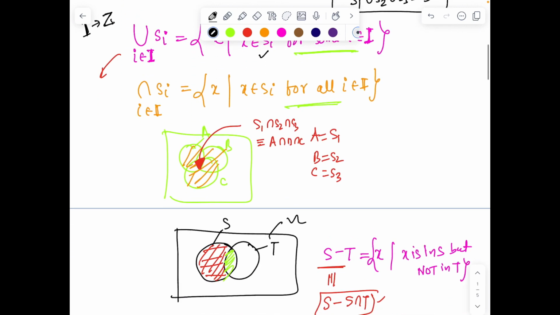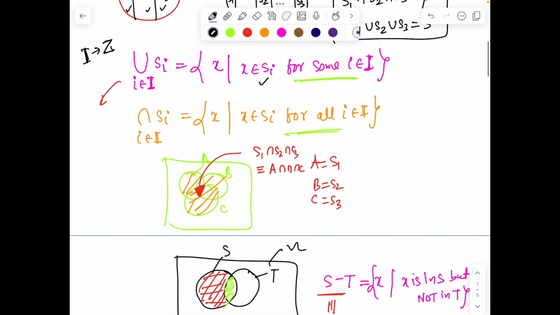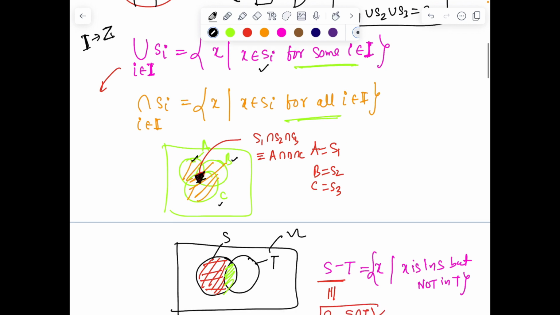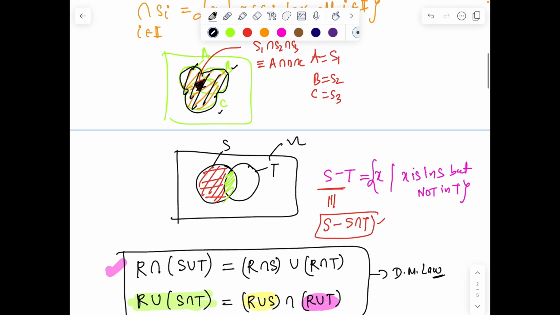Okay. Now if you want to understand this in the form of a diagram, you can take, let's say, I is 1, 2, 3. So S1 intersection S2 intersection S3. Let's say set A is S1, B is S2 and C is S3 according to the given notation. So the common region will be here, right? Similarly, the union will be this entire thing. Okay, so this is A union B union C.